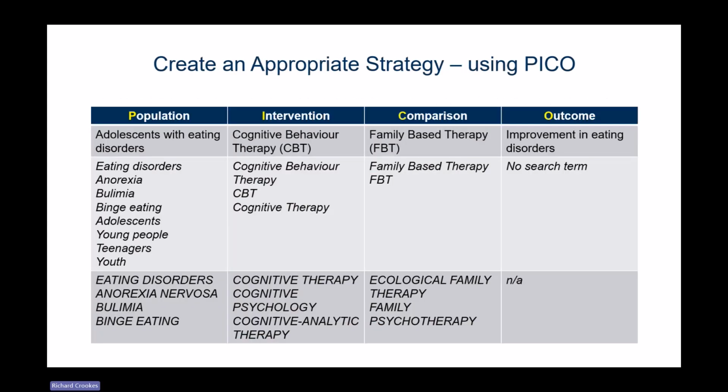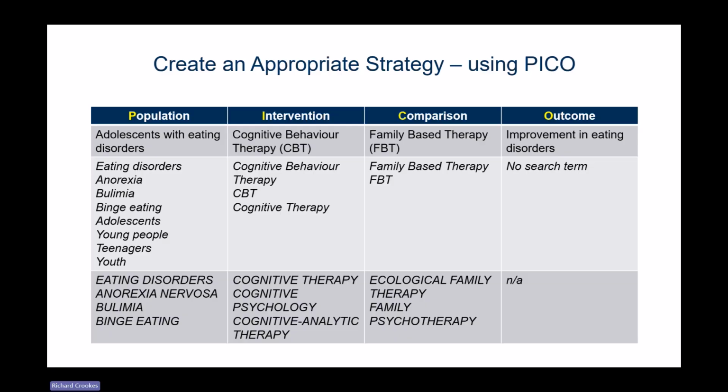Okay, so we're going to create an appropriate search strategy. I haven't got the T element here, which is the study type. I've dropped that in this example. The app itself has the T element, but we're not using that today. But you'll see here we've got the population. We've got adolescents, and they have an underlying condition. They've got eating disorders. So it's adolescents with eating disorders specifically.